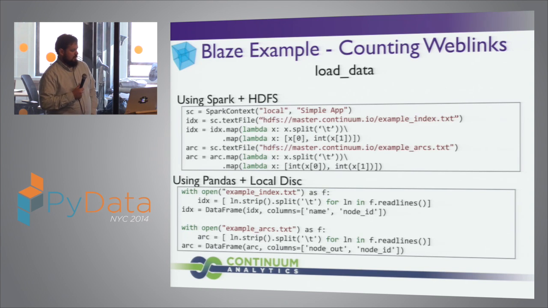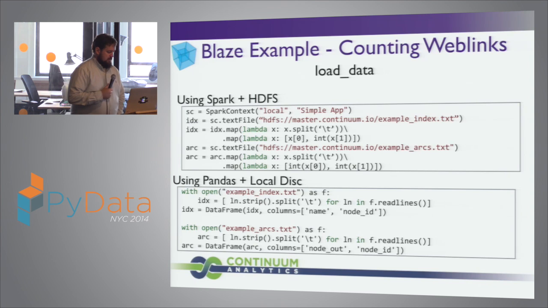Here's the load data. Basically, using Spark and HDFS, it looks a lot like the code I showed you before. I just say, give me a Spark context, give me a text file, which is a distributed text file, map over that text file, how to actually split this thing out so that I can read it as two numbers. And I do the same thing with the ARC file.